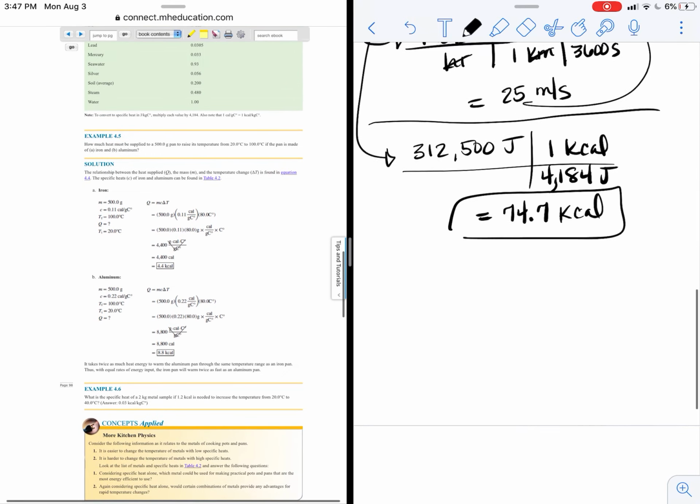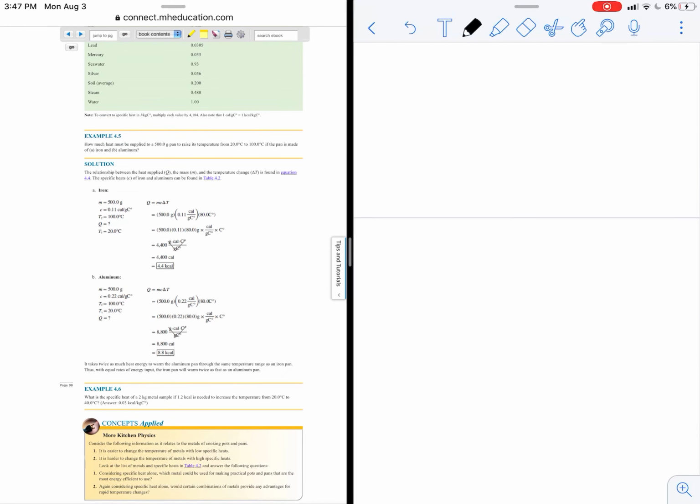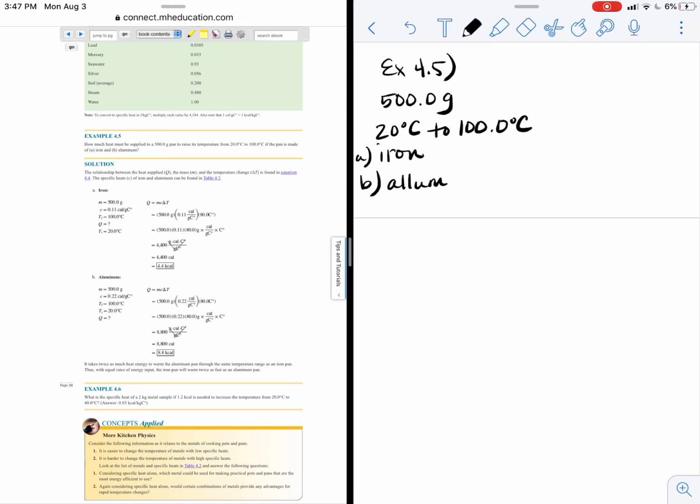There we go. All right, so let's look at example 4.5 really quick. This says, how much heat must be supplied to a 500 gram pan to raise its temperature 20 degrees Celsius to 100 degrees Celsius if the pan is made of iron or aluminum? Oops, I spelled that wrong. Just one L. Oh well. I'm a science teacher. Okay, so this is wanting us to find heat.